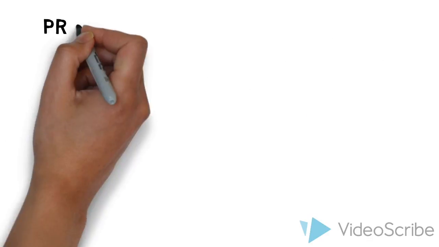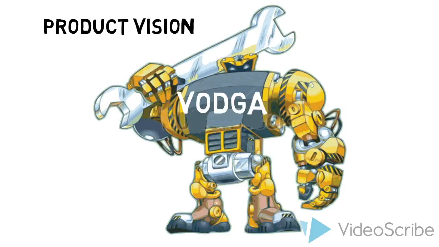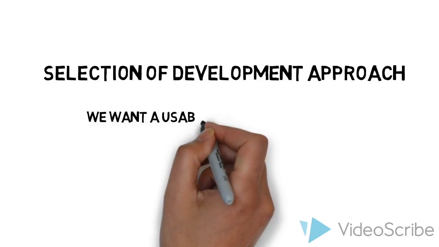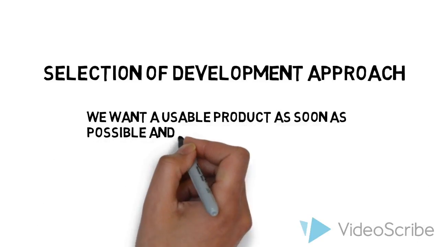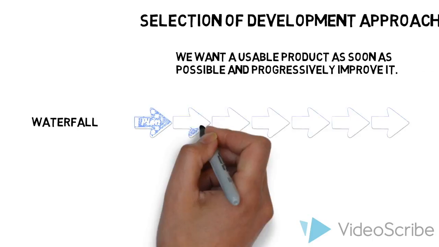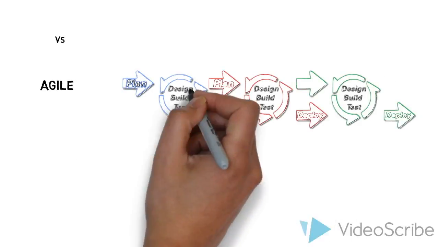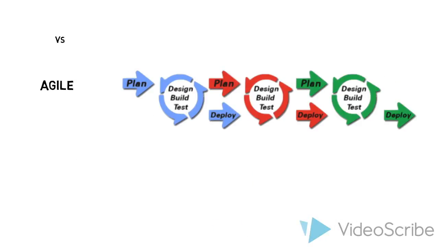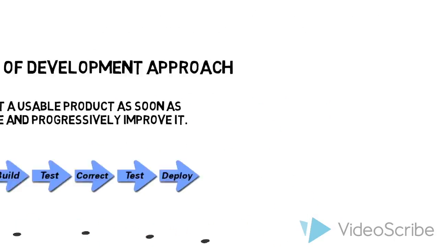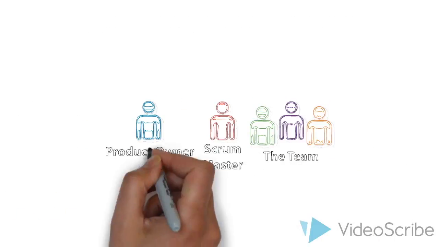And now comes the challenging task to make vodka a reality. Once the product vision was set, the team moved on to selecting the appropriate approach in developing vodka. They wanted a usable product as soon as possible and to progressively improve it through several phases. They had a choice between traditional waterfall methodology versus agile methodology. After proper consideration, the team decided that agile is the way to go.